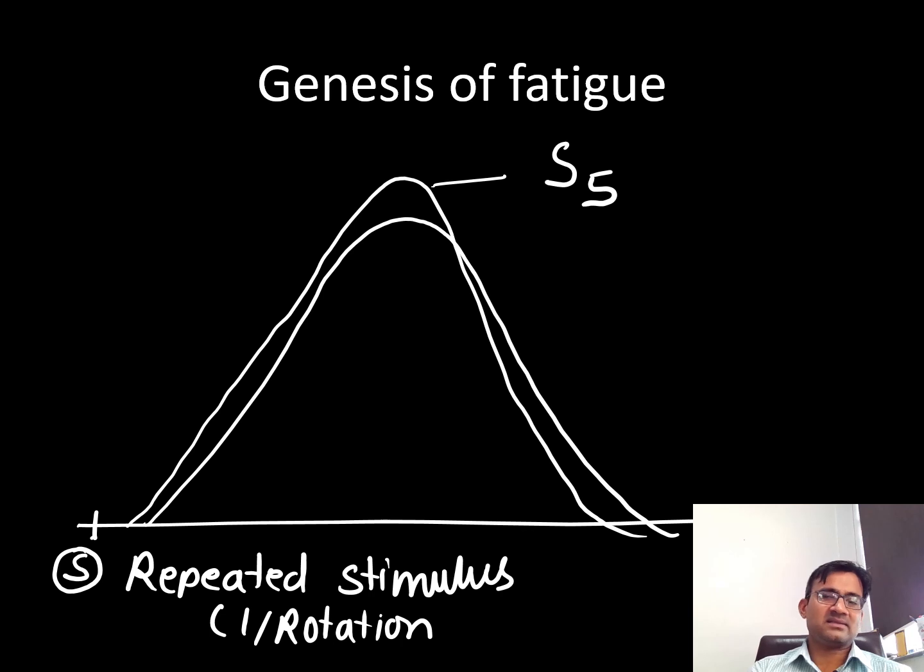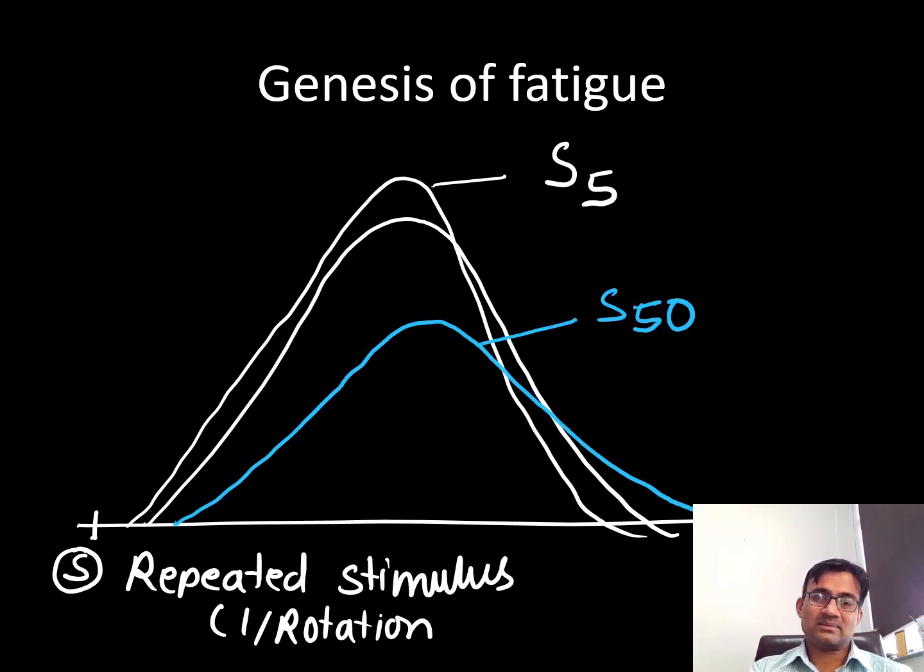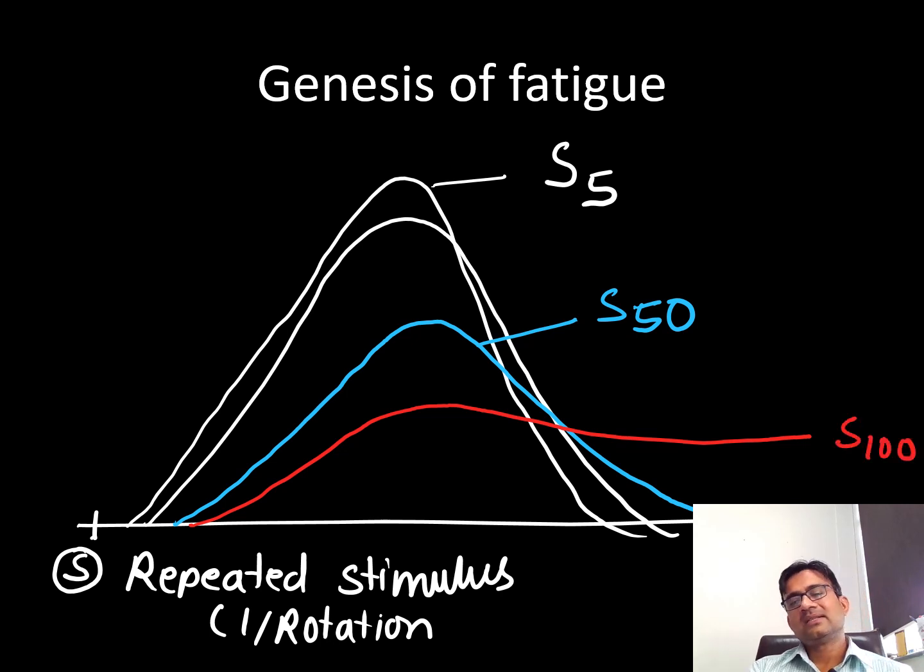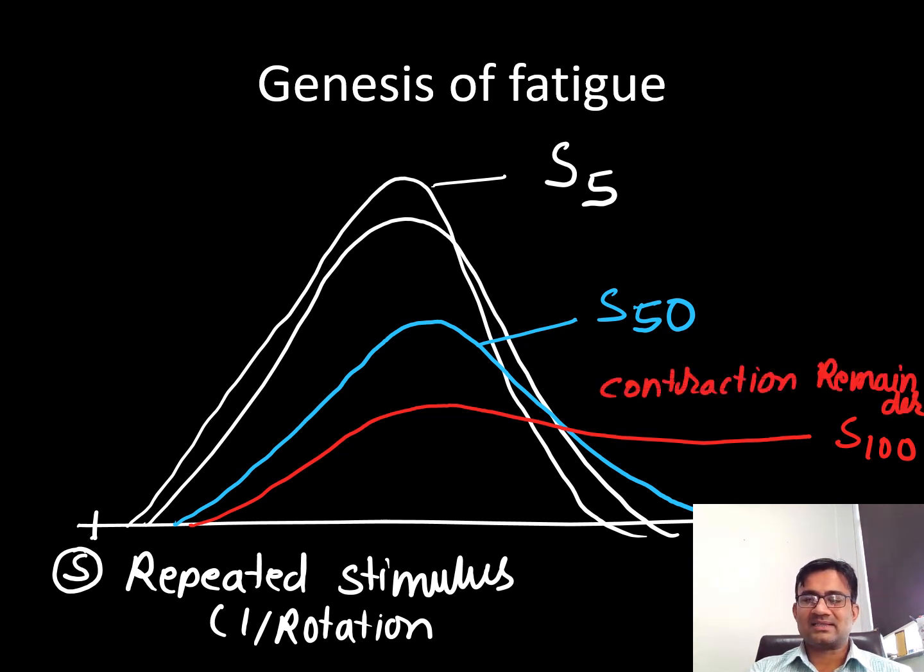Initially I am getting an increase in height. Now what I will do, now I am giving say 50, means 50 times I have done. Now just see what has happened. So now slowly height of contraction has decreased. Now I am going to 100. So in 100 it has occurred to such an extent that it is not touching the baseline at all, and this phenomenon is known as contracture. So this is the identification, that is genesis of fatigue.